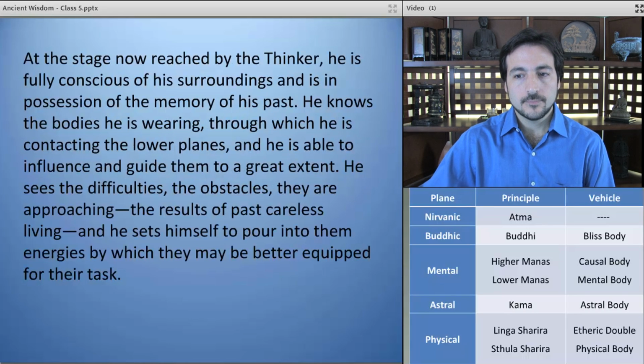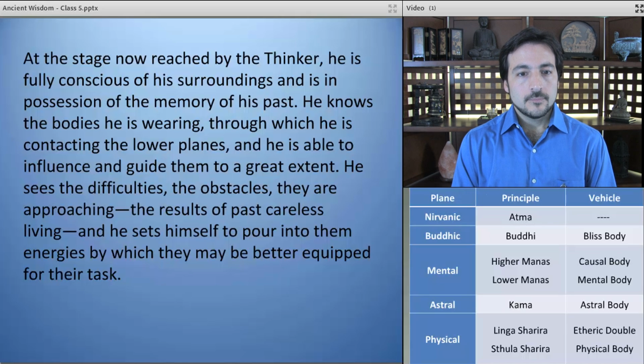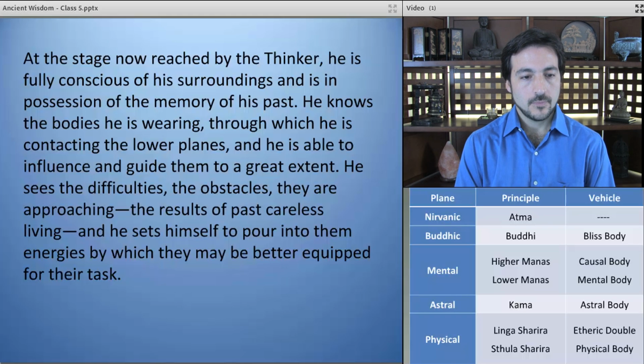At the stage now reached by the thinker, he is fully conscious of his surroundings and is in possession of the memory of his past. He knows the bodies he is wearing, through which he is contacting the lower planes, and he is able to influence and guide them to a great extent. He sees the difficulties, the obstacles they are approaching, the results of past careless living, and he sets himself to pour into them energies by which they may be better equipped for their task.